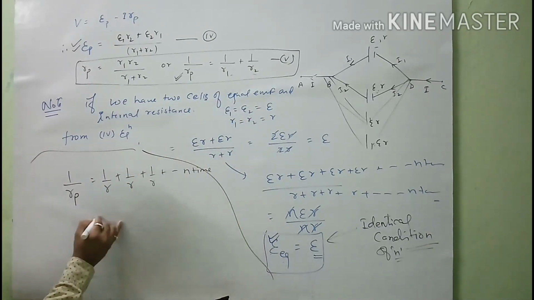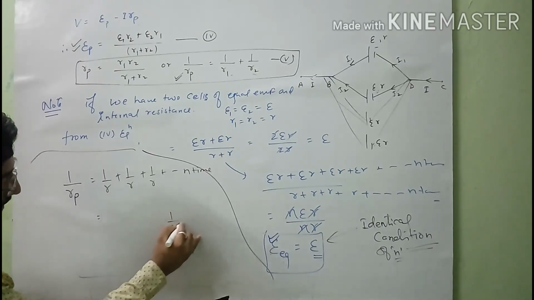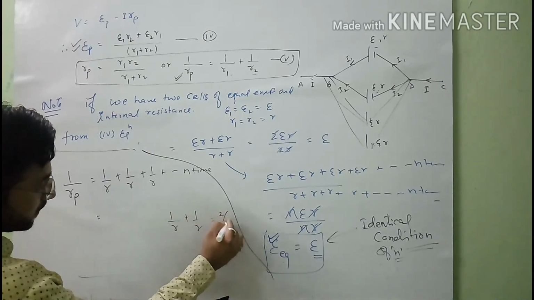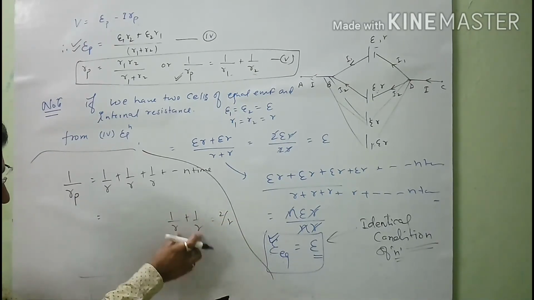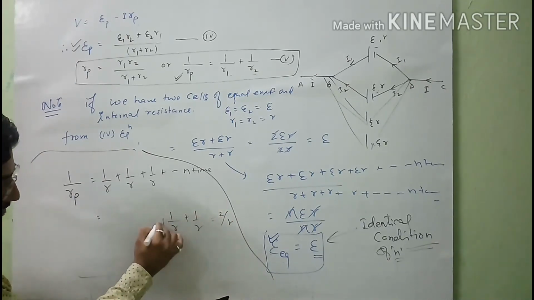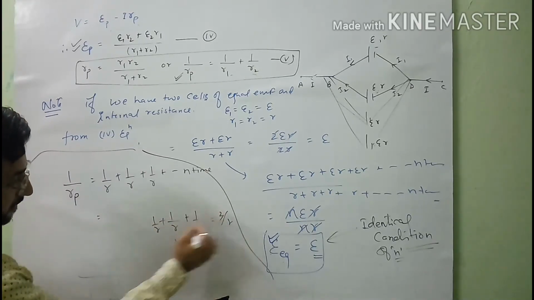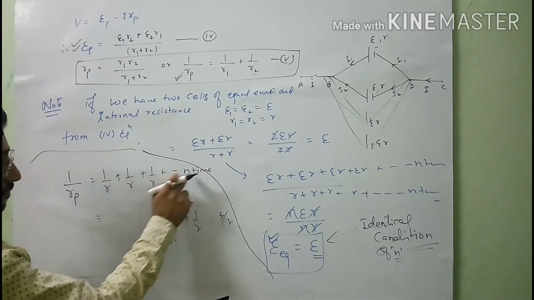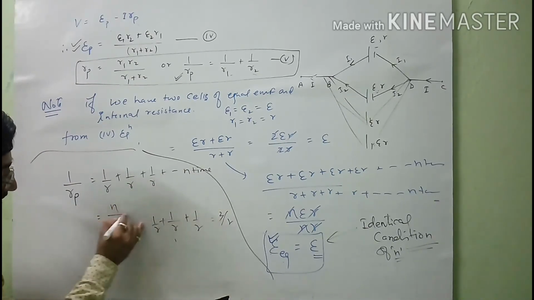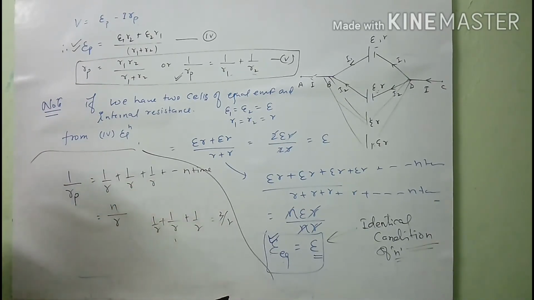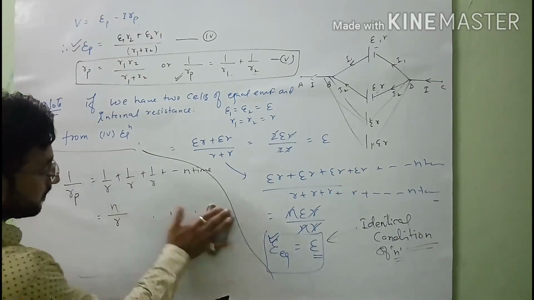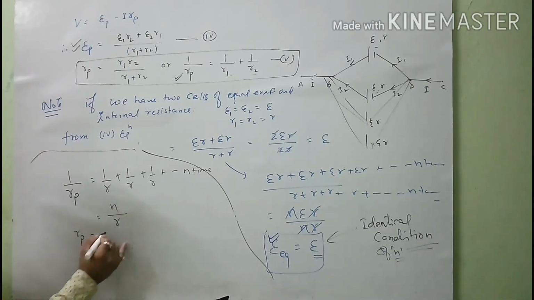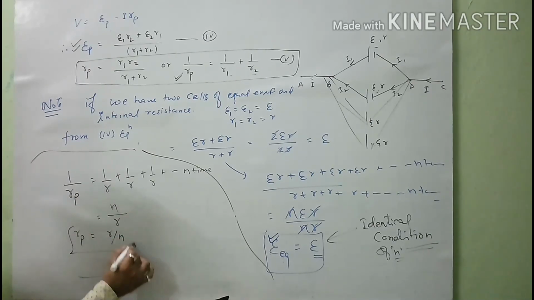So when we add this, listen student, when you add this part 2 times, the answer will come 2 upon R, clear? R is LCM. When you add this part 3 times, the answer will come 3 upon R. So tell me the answer when we add 1 upon R, n times: the answer will come n over R. Clear? So here the result of Rp will be R by n.